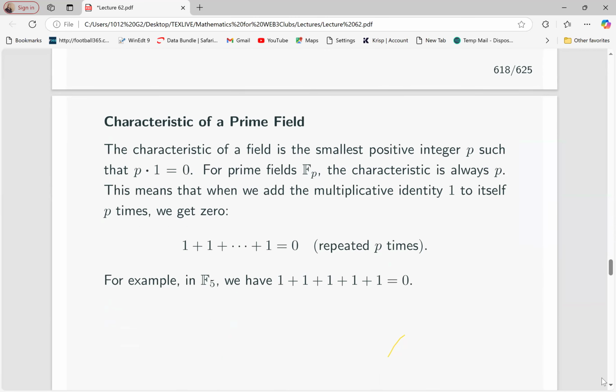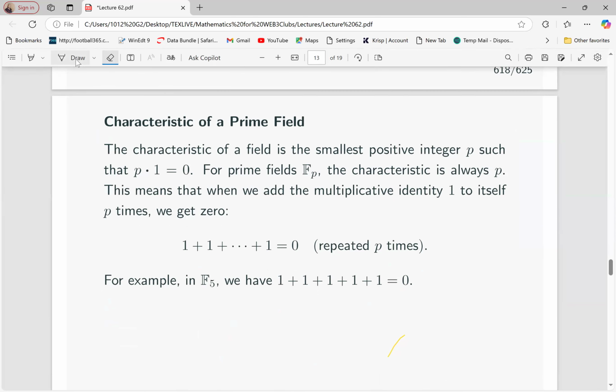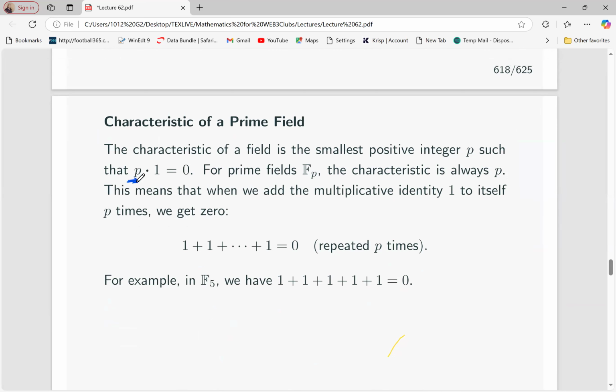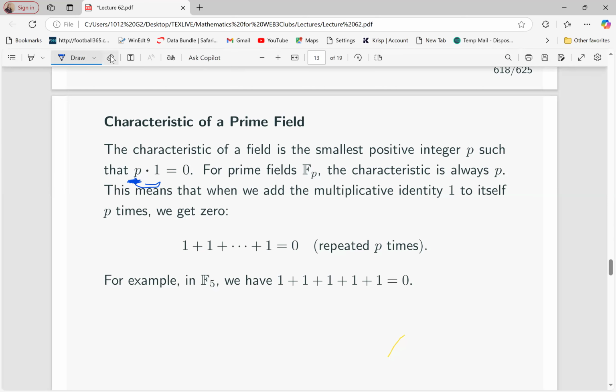Characteristic of a field. Now we're talking about a prime field. The same thing you're saying: can you obtain an element in this field that when you multiply that element by 1 gives you 0? That is what we call characteristic. And of course, you have already looked at that concept and looked at an example.